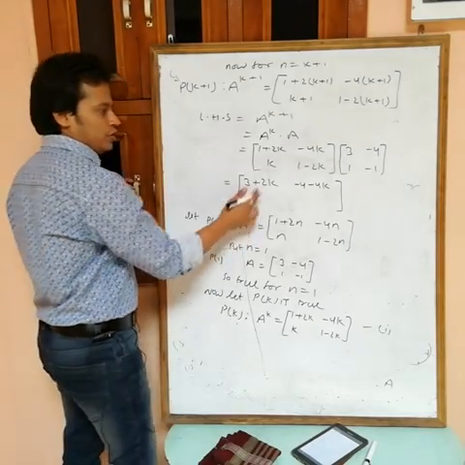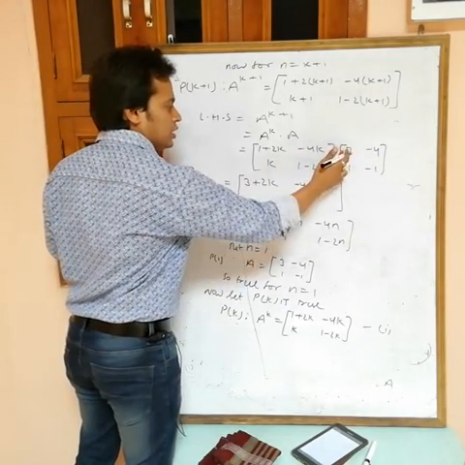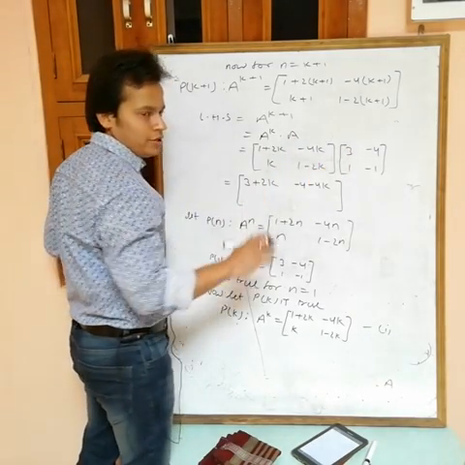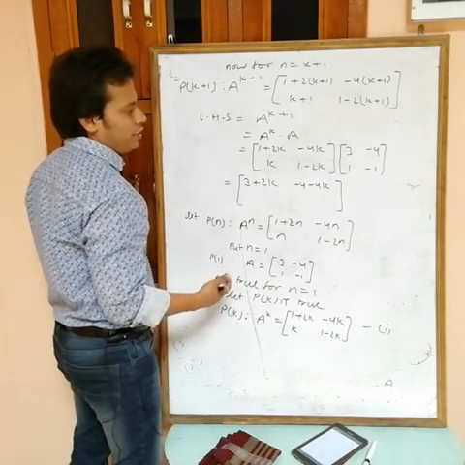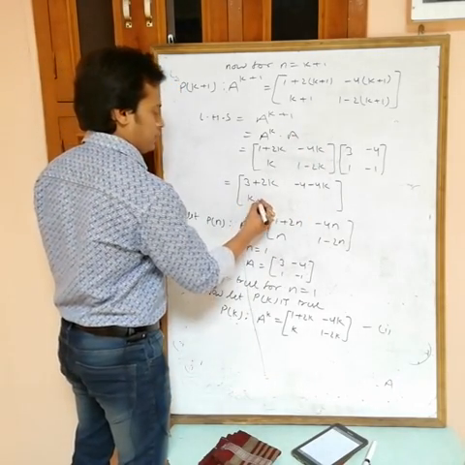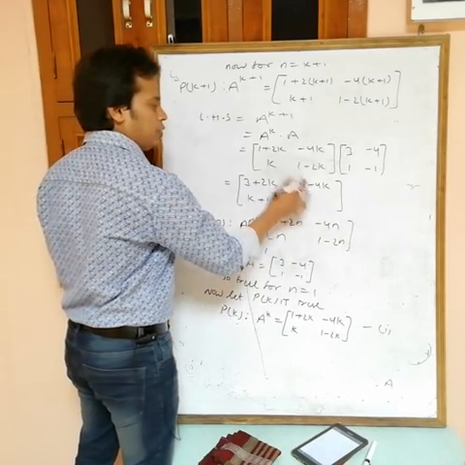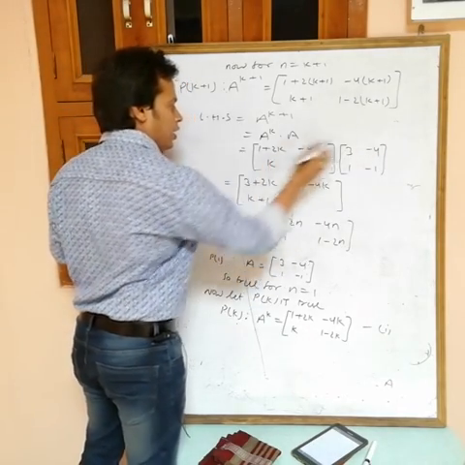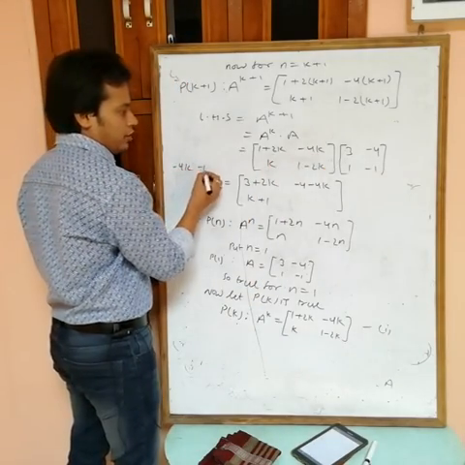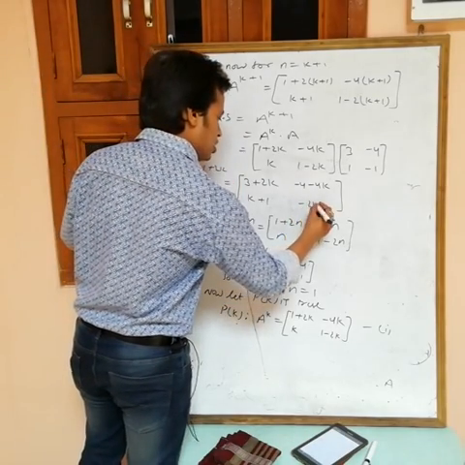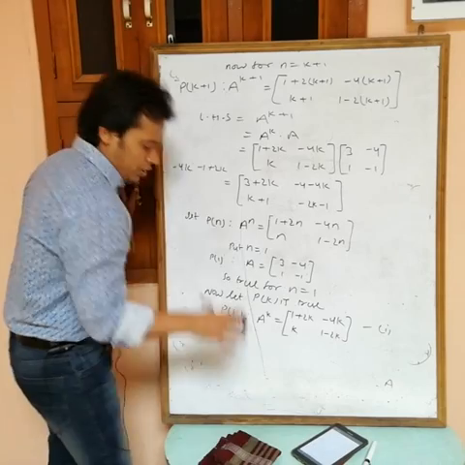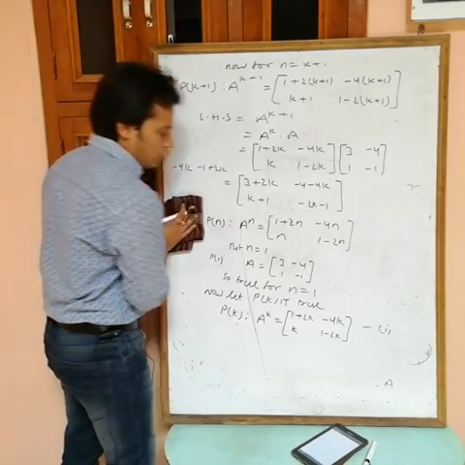Okay, P21, second row, first column: 3k plus 1 minus 2k. 3k plus 1 minus 2k, what will you get? k plus 1. And P22, second row, second column: minus 4k and minus 1 plus 2k. So what are we getting? Minus 2k and minus 1. Now check whether this is equal to RHS or not.